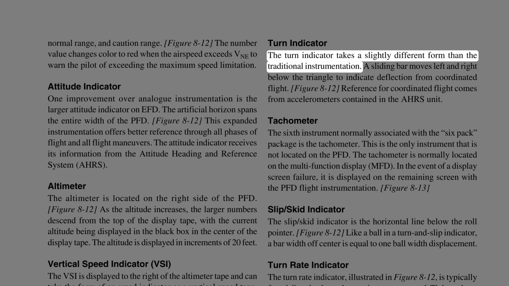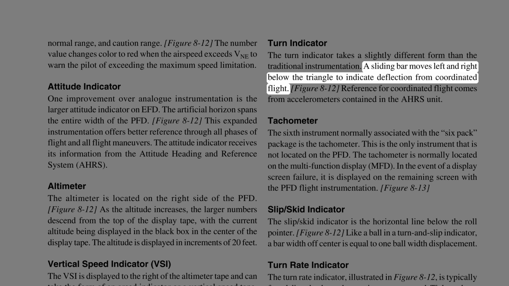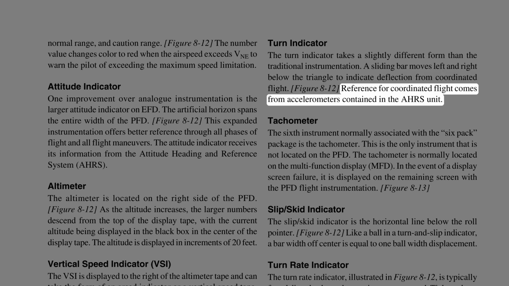Turn indicator. The turn indicator takes a slightly different form than the traditional instrumentation. A sliding bar moves left and right below the triangle to indicate deflection from coordinated flight. Reference for coordinated flight comes from accelerometers contained in the AHRS unit.